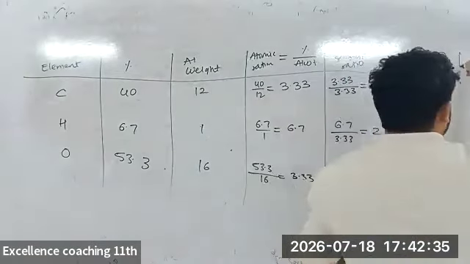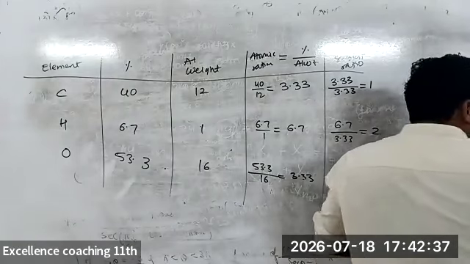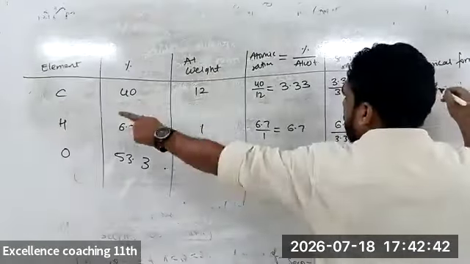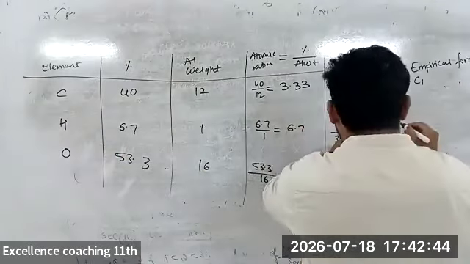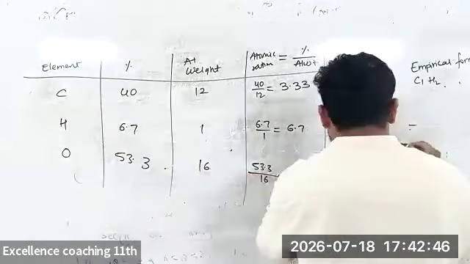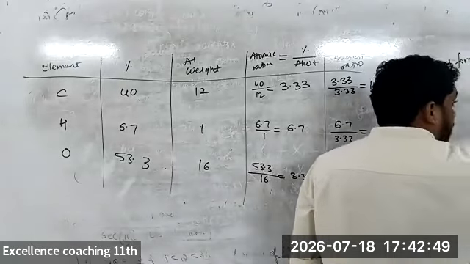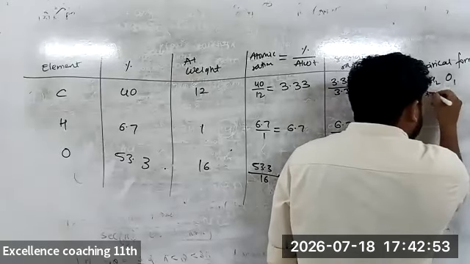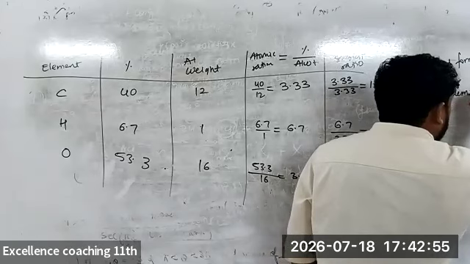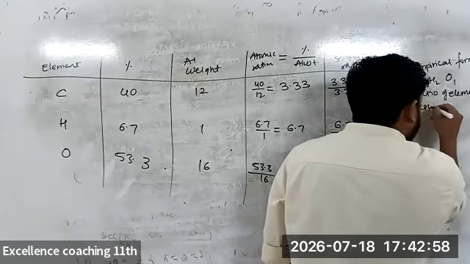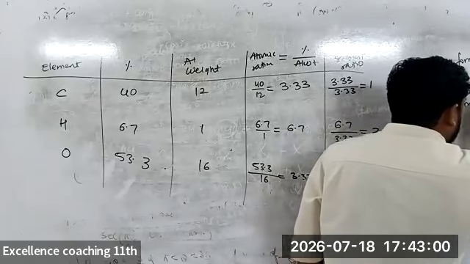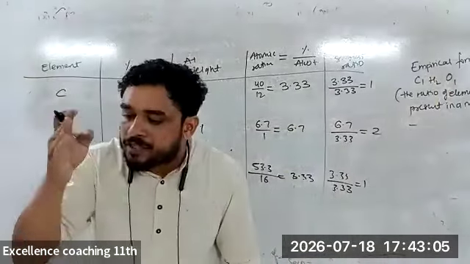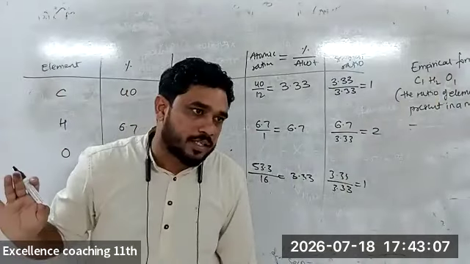So empirical formula will be, now what is the difference between empirical and molecular formula? Try to understand. Empirical formula: C will be 1, H will be 2, O will be 1. Empirical formula gives you the ratio of elements present in a molecule. Clear?